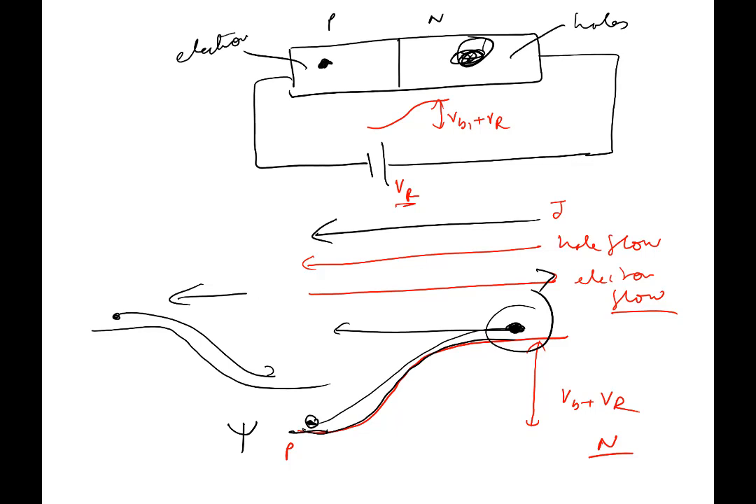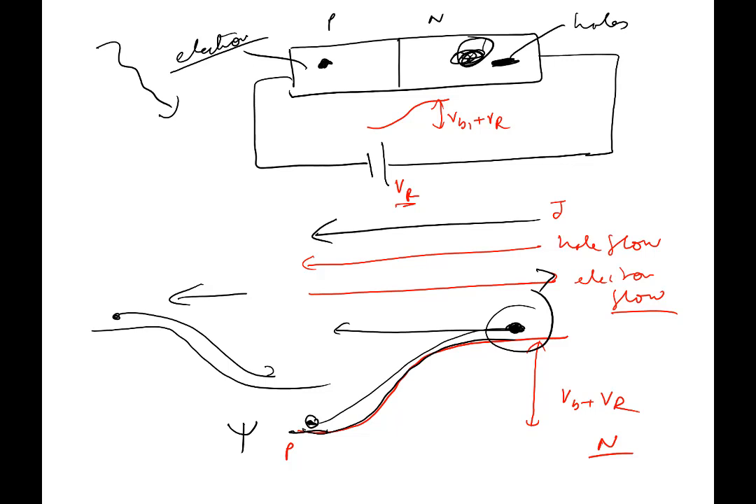If by some means you can increase the number of holes on the N side, what would happen? There is still a large barrier, but current will increase significantly. For example, if you were to shine light, light would create electron-hole pairs. Suddenly you have increased the number of holes in this region, and the holes flow nicely. Current increases significantly. So it's not about the barrier. That's what I wanted to say.